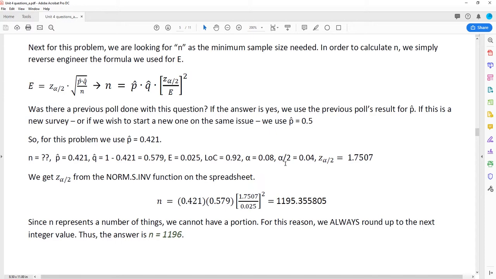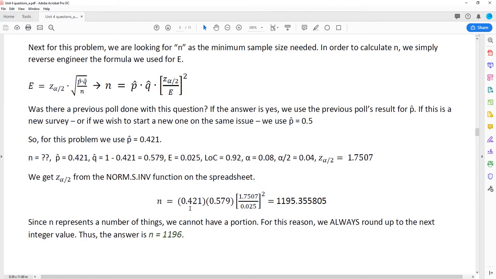0.08. Alpha over 2 is 0.04. When we look up z sub alpha over 2, and again, we're going to put this on a spreadsheet, we get 1.7507. And we get that from the norm.s.inverse function on the spreadsheet.